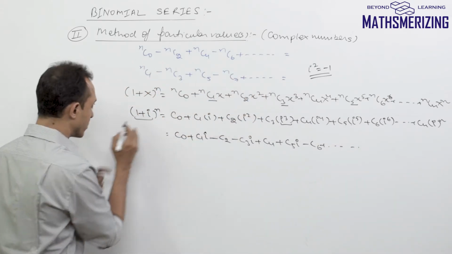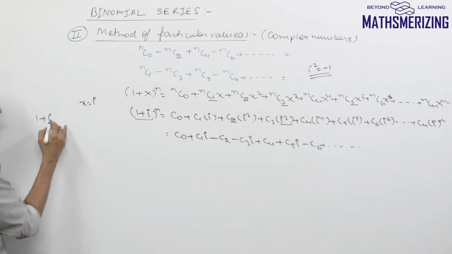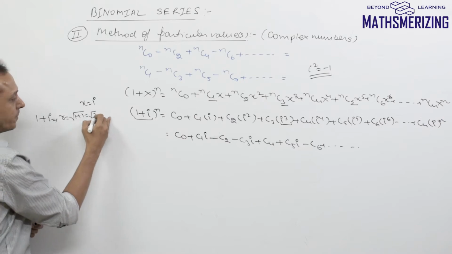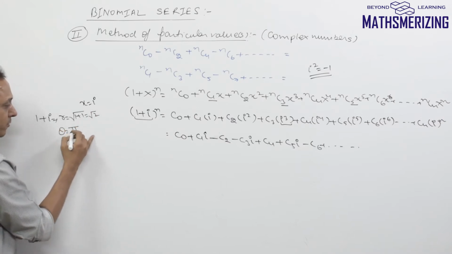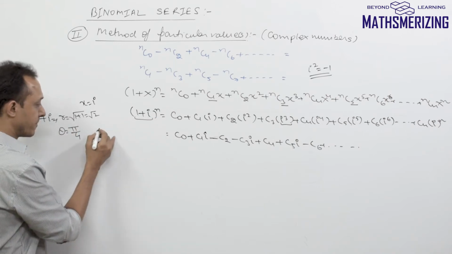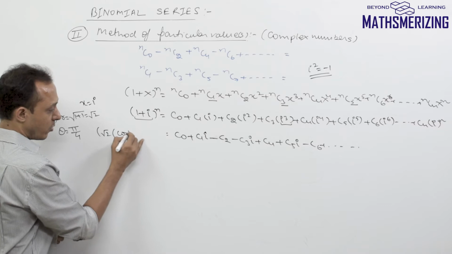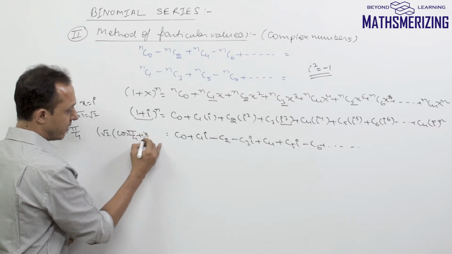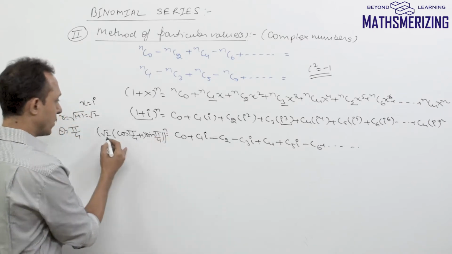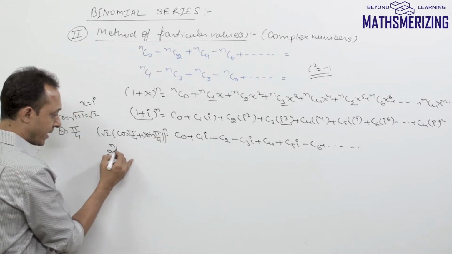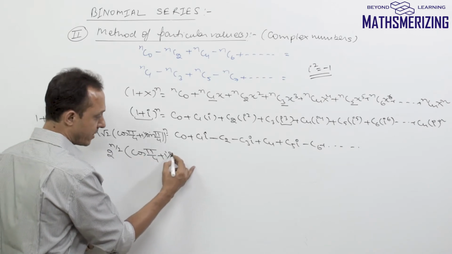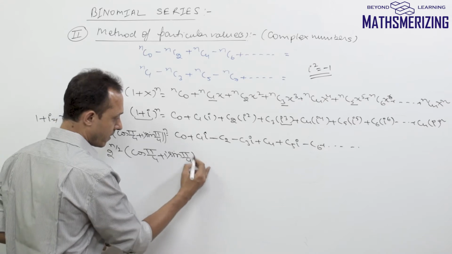And on the left hand side also, when I look at this 1 plus iota, I know its modulus is root of 1 plus 1, which is root 2. And its argument is pi by 4. So I'll express 1 plus iota in polar form. I'll write it as root 2 (cos pi by 4 plus iota sine pi by 4) to the power n. So I can write it as 2 to the power n by 2, and then (cos pi by 4 plus iota sine pi by 4) to the power n.